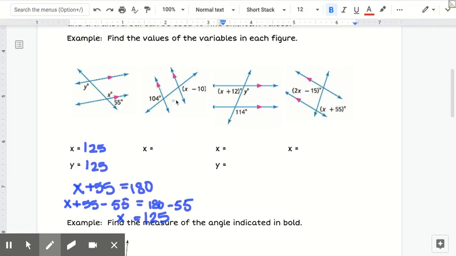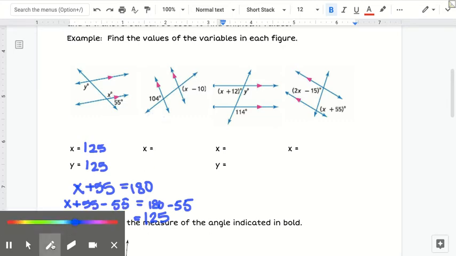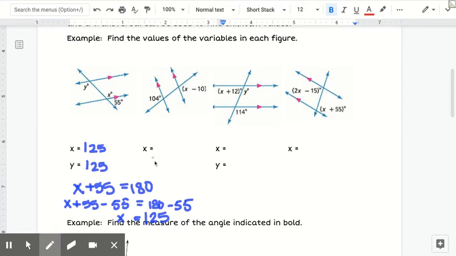Looking at the second one here, I have two parallel lines, and this line is my transversal. The two angles they have labeled are outside of the parallel lines, so they're exterior, and they're on opposite sides of the transversal. So these are alternate exterior angles, and alternate exterior angles are also congruent. To find the value of x, I would set these equal to each other. So x minus 10 is equal to 104.